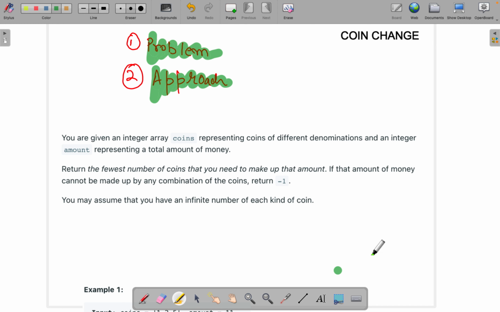Hi everyone, so today we are here with a new problem and the problem name is coin change. It is a very interesting and famous problem. So let's see what the problem is and then see how we can solve it.